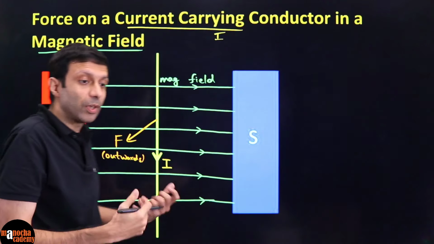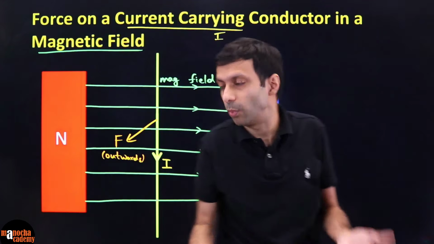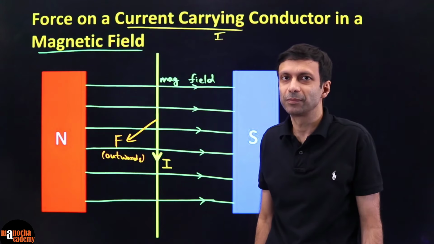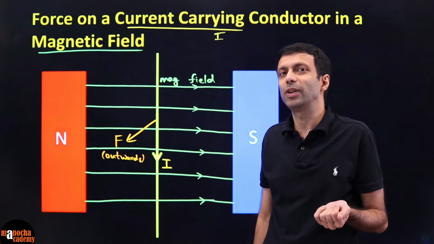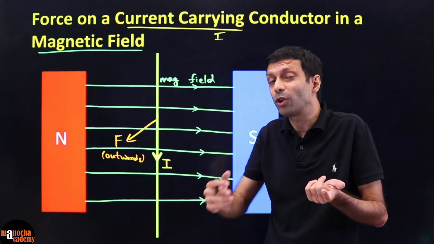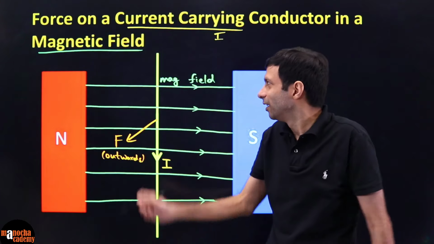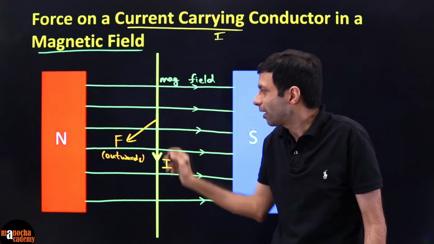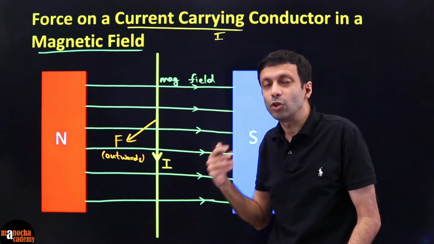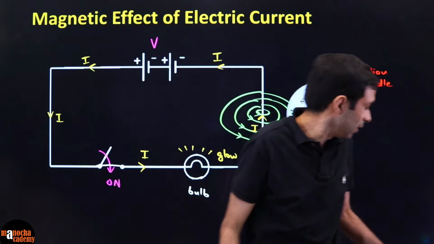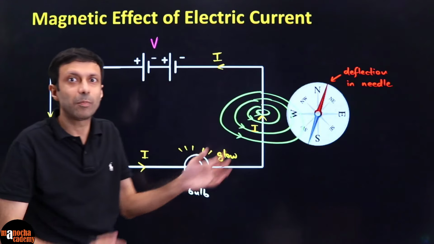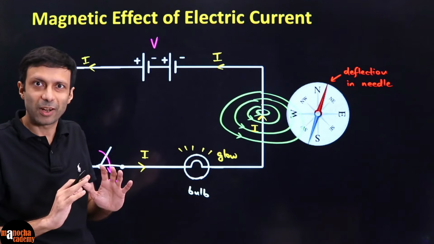Okay, but the question is, why is there force at all? Why is it moving in the first place? So one important thing for you guys to understand is, remember we talked about the magnetic effect of current, that when there is a current carrying wire, the current carrying wire or a conductor behaves like a magnet. It has a magnetic field around it.